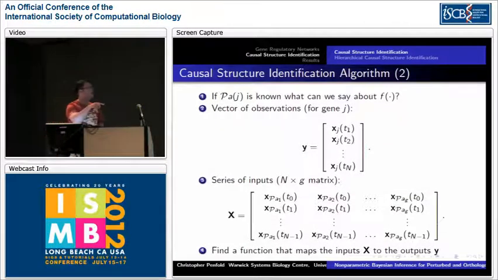So if we already know what the parents, or the regulators, are, what can we say about F in this case? So the first thing we might want to do is have a look at what the data looks like. Well, for the JAPE component, gene J, you have a vector of observations running from time point T1 to Tn. And we're modeling that as a series of inputs for all the parent genes. So in this case, we've just assumed there are G genes. And this input runs from time 0 to time point n minus 1. So essentially what we want to do here is just find a function that maps this input matrix to this vector of observations.